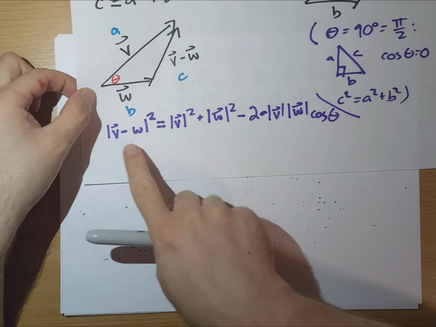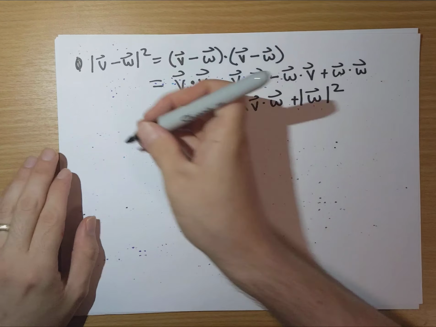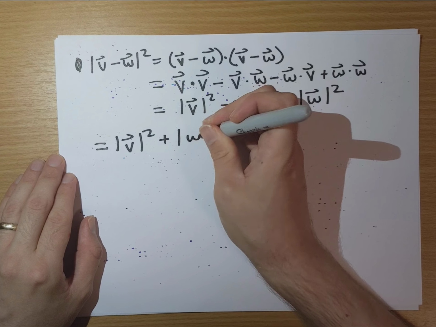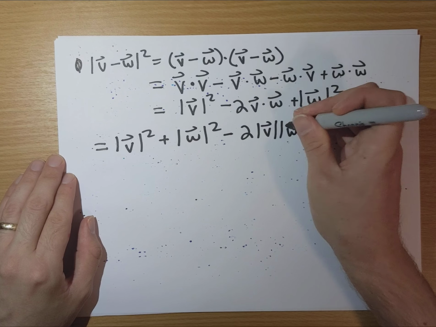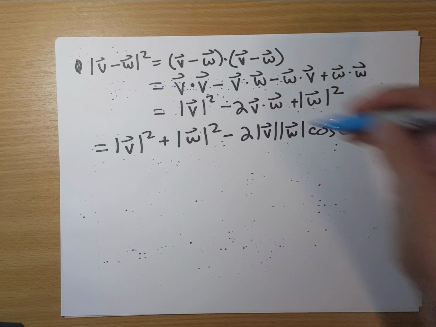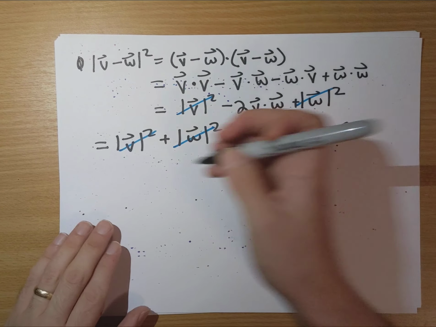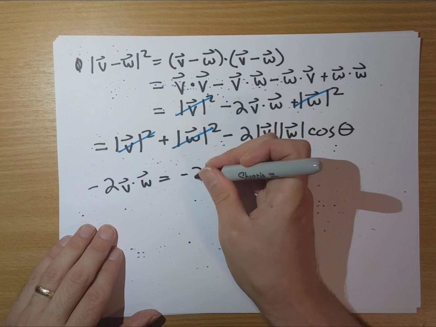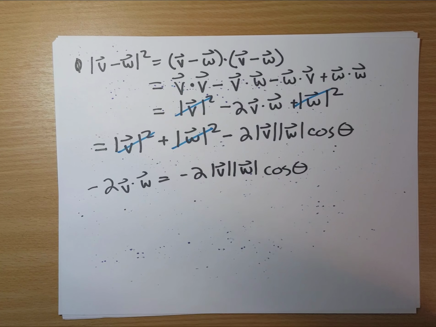So if we pull back over, what is this equal to? Let's recopy this, and we're going to be able to see some cancellations. So this is from the previous slide, equal to the magnitude of v squared plus the magnitude of w squared minus 2 times the magnitude of v, the magnitude of w, cosine theta. Okay, we get some cancellations. Those cancel, and those cancel. And so what are we left with? Negative 2 v dot w is equal to negative 2 times the magnitude of v, the magnitude of w, times cosine theta.